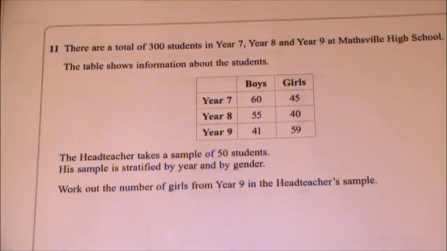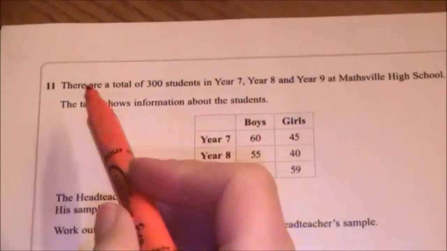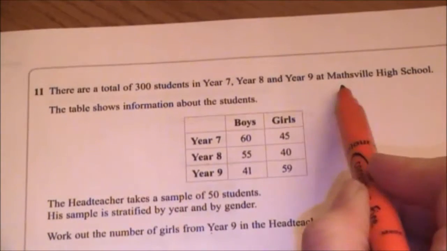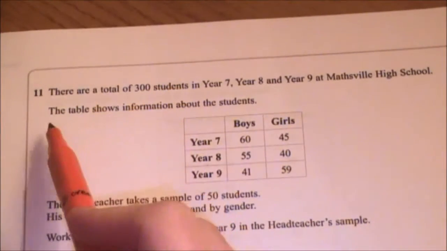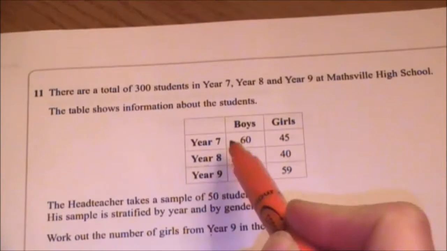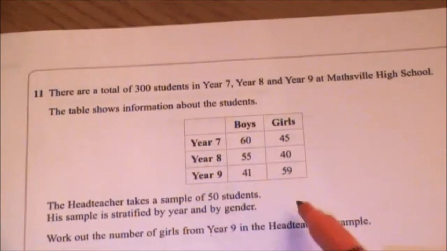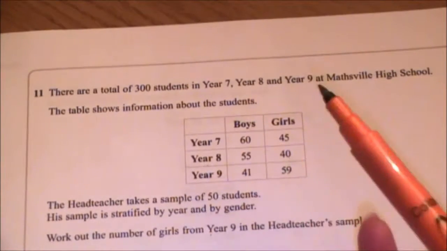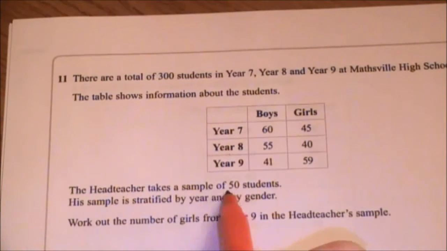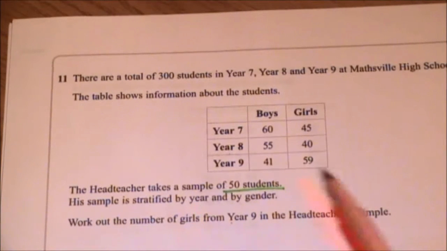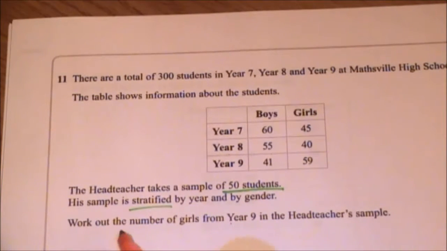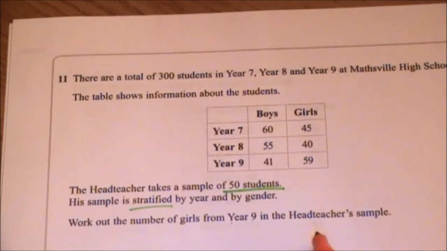11 is a stratified sampling question. So there are a total of 300 students in year 7, 8 and 9 at Mathsville High School. Sounds like an awesome high school. The table shows information about the students, boys, girls and different year groups. So 60 boys in year 7, 59 girls in year 9 and so on. The head teacher takes a sample of 50 students. So the head teacher wants 50 students. His sample is stratified by year and by gender. Work out the number of girls from year 9 in the head teacher's sample.